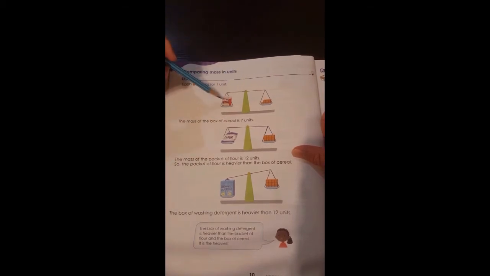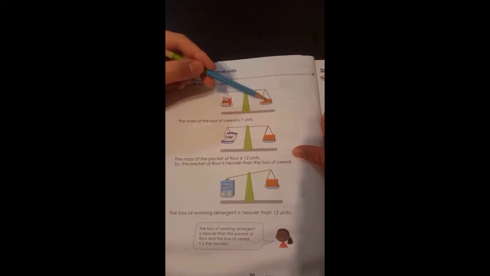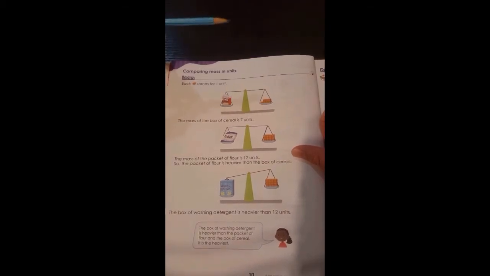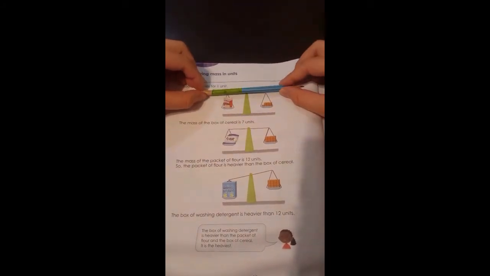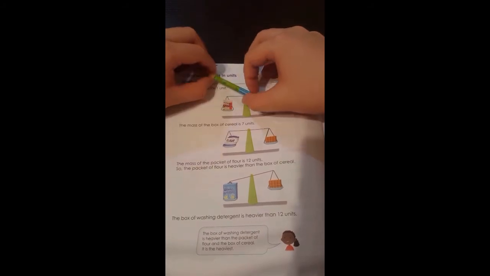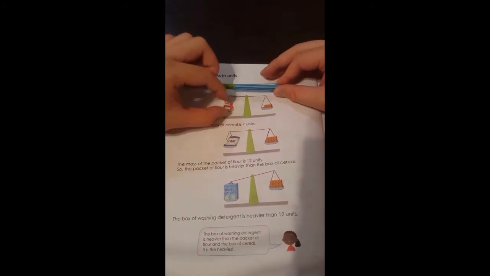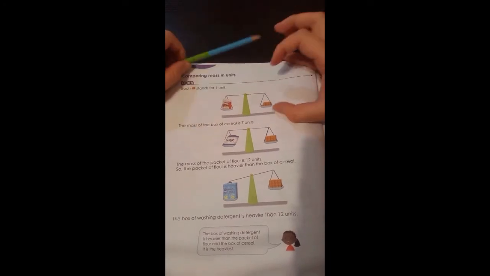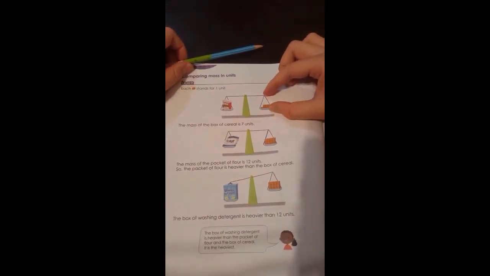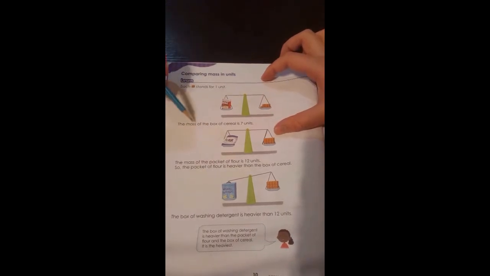Now, we also have a box of cereal on the left hand side. On the left pan, we have a box of cereal. On the right pan, we have 7 blocks or 7 units. What do we realize here? What can we say? We can say that since the scale is balanced, it does not go up and it does not go down, so it's balanced. So we can say that the mass of the cereal equals the mass of the blocks. So we can say the mass of the box of cereal is 7 units.